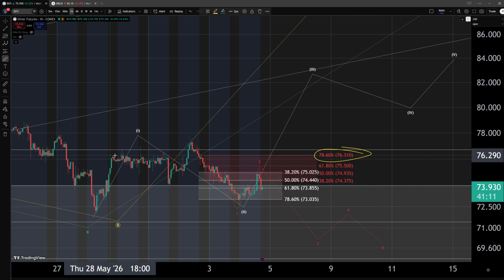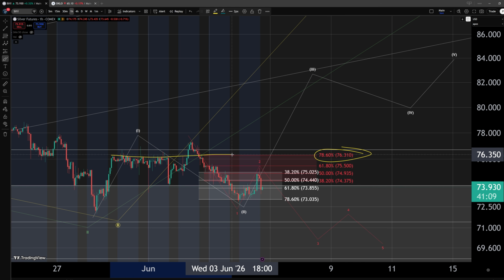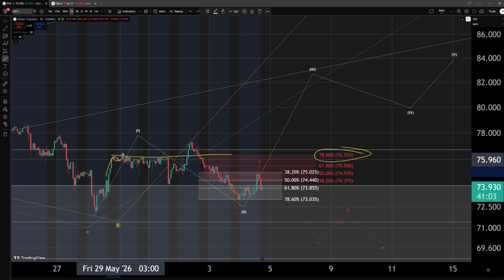We have quite significant structural resistance at these levels. We've actually struggled for quite some time to get past these levels and even got rejected a few times in this area, right?